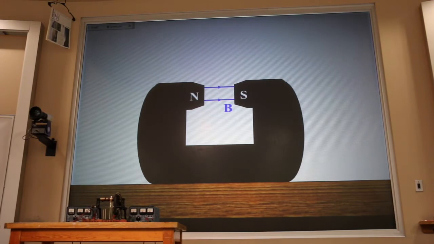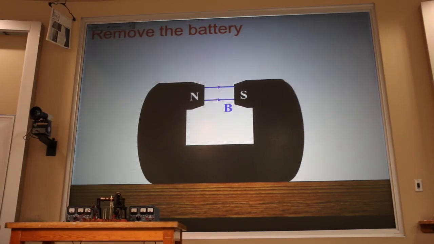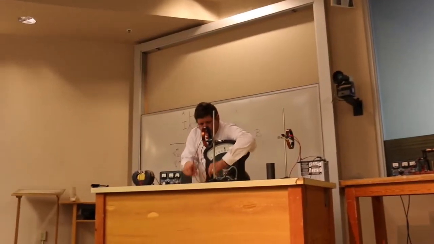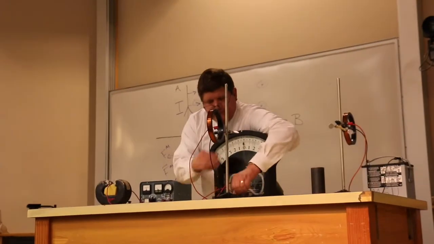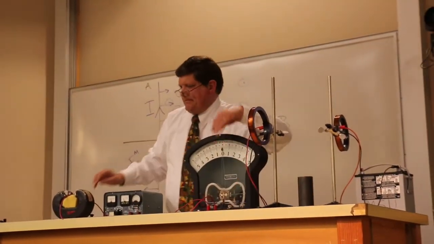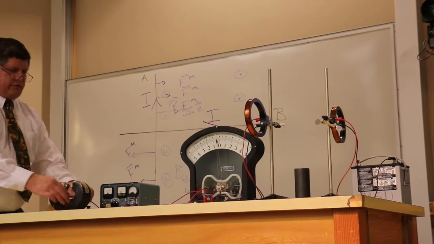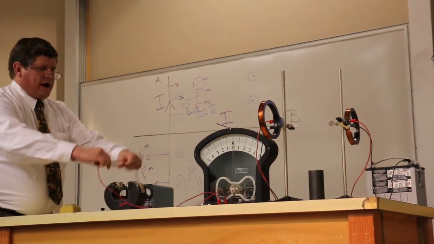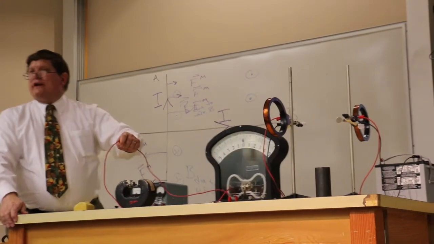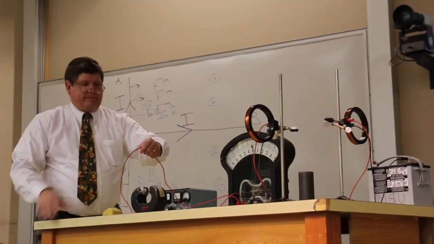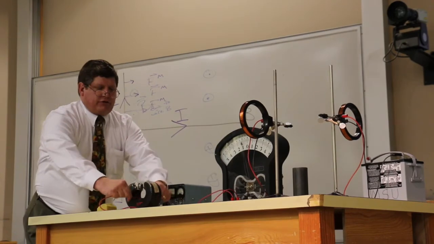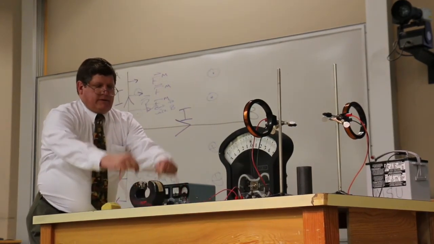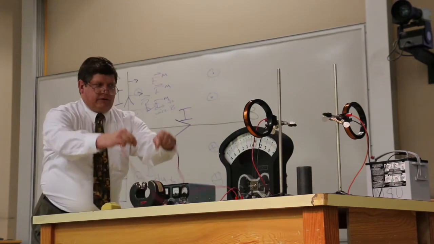Now, we're going to do something very, very different. We are going to remove the battery and we are going to take the leads of this wire and hook them to this ammeter. And what I'm going to do now is take this wire. There's no battery, nothing to drive current through this wire. But as I take this wire and push it between the poles of that magnet, suddenly you see current.